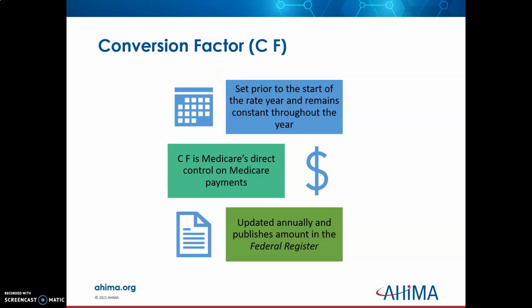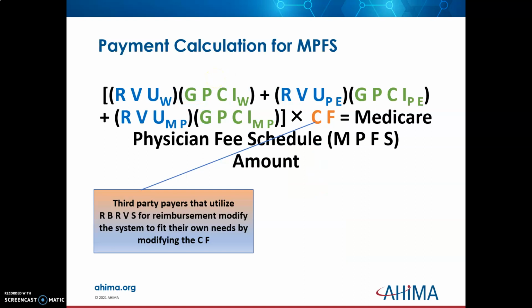The conversion factor is set prior to the start of the rate year and remains constant throughout the year. The conversion factor is Medicare's direct control on Medicare payments, and it is updated annually and published in the Federal Register.